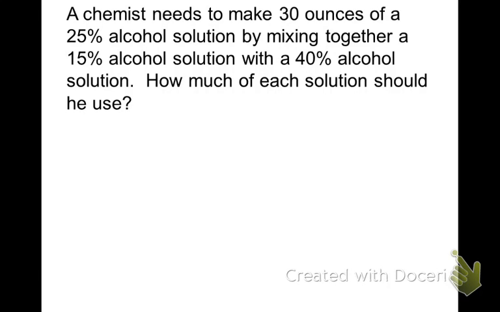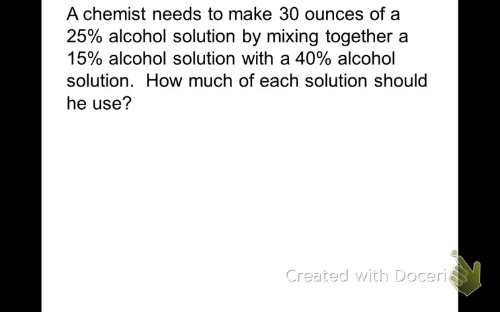Okay, this is one of the systems of equations word problem types that it's kind of nice to get an idea of how to do. And I would categorize this as a mixture problem. So I'm going to read through it, we'll talk about why it's a mixture problem, and then we'll talk about how to solve it.